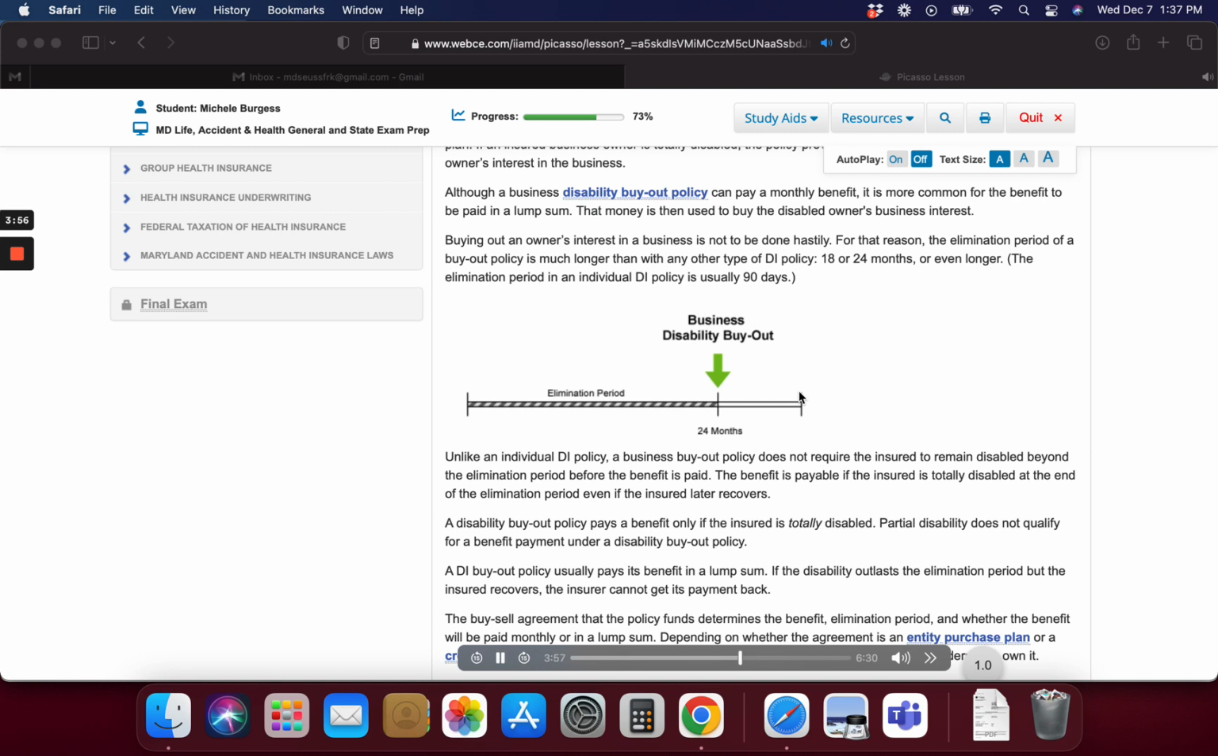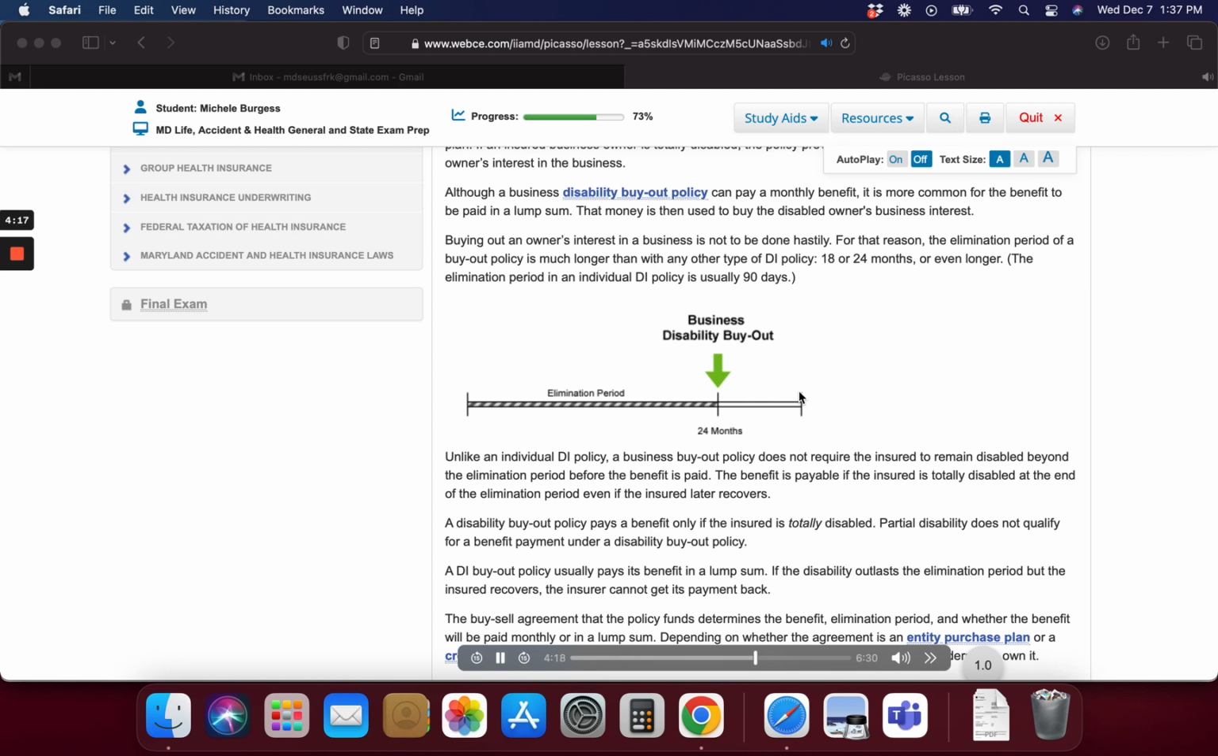Unlike buyout policies with long elimination periods, BOE policies have short elimination periods, such as 15 to 60 days. They also have short benefit periods, usually 1 to 2 years. The benefit amount is determined when the policy is purchased. The greater the benefit amount, the higher the premium.